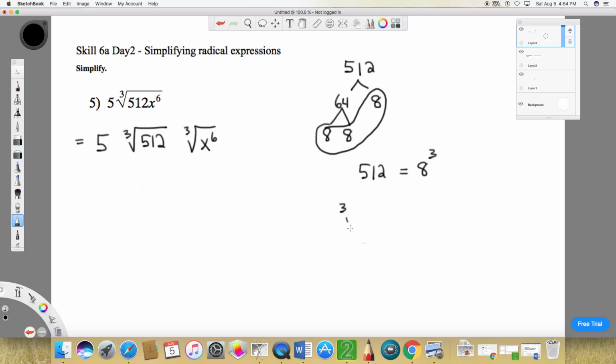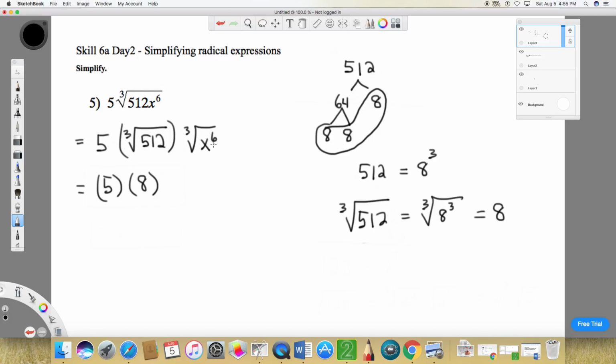So if you're taking the cube root, you're looking for a group of 3 factors, and you have found it. 8 times 8 times 8. So this is just 8. So this middle factor right here is just a very ugly way to write the number 8.